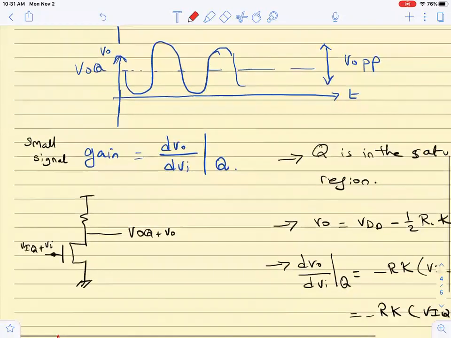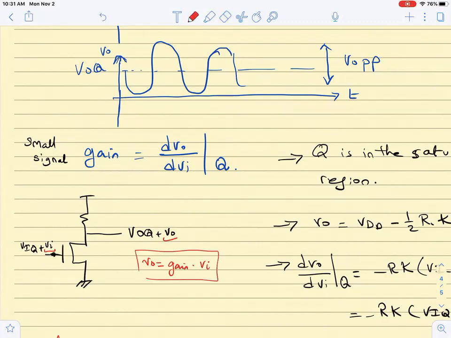Accordingly, if I apply an input VI plus VIQ, I will get an output VOQ plus a little vo, and this little vo will be the gain G times v. Okay, so this is what we will see in the operation of the amplifier.